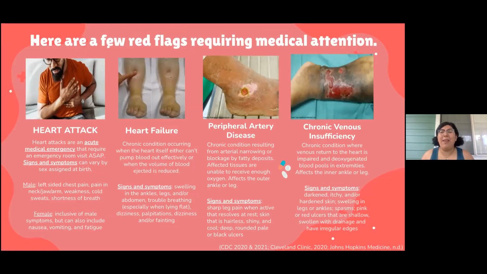So here are a few red flags that require medical attention. The one that requires immediate medical attention, call an ambulance, pull out all the stops, is a heart attack. Heart attacks are acute medical emergencies and they require immediate emergency attention. And the reason for that is the pain and all of the symptoms that folks feel when they're having a heart attack are actually because oxygenated blood is having such trouble getting to parts of the heart.